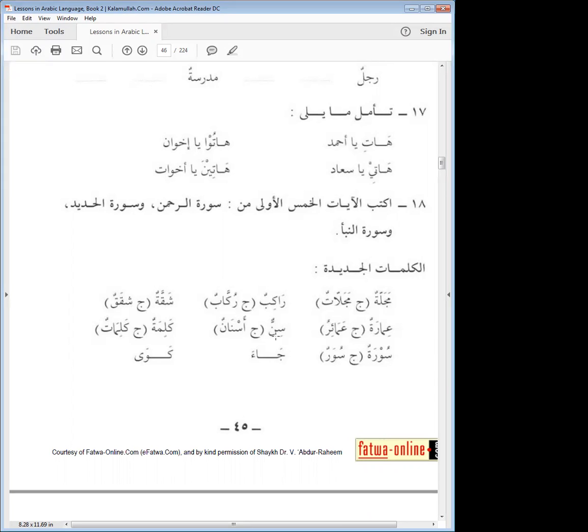Sinnun is teeth. Plural of it is asnanun, right? Kalimatun, word, plural is kalimatun. Suratun is surah, plural of that is suwarun. Right? Ja'a is to come or arrive, and kawa is to iron the clothes.